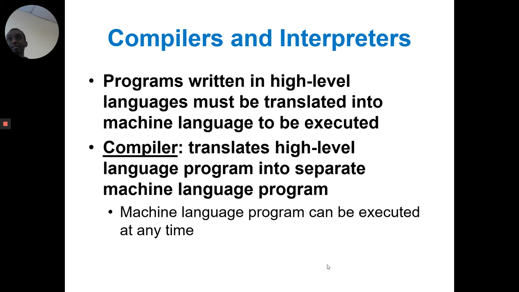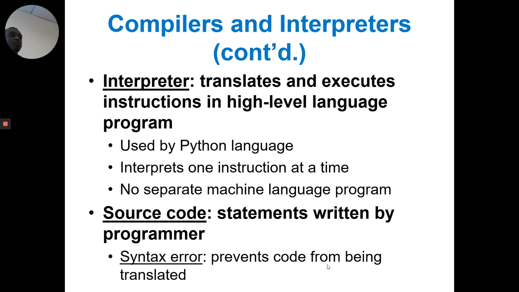These are basically built into the IDEs that you use. Programs written in a high-level language must be translated into machine language to be executed. A compiler translates high-level language programs into separate machine language programs, so machine language programs can be executed at any time. Again, when you're using these online IDEs, they are doing that in the background. Same thing with an interpreter: it translates and executes instructions in a high-level language program, used by Python or other high-level languages. It interprets one instruction at a time, with no separate machine language program.